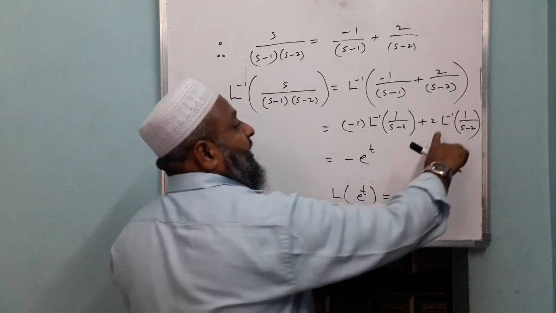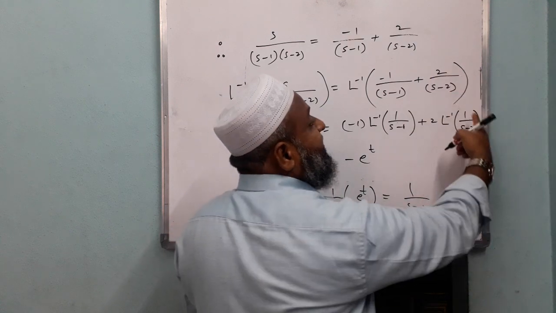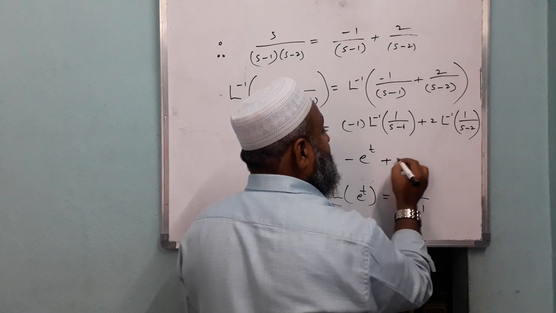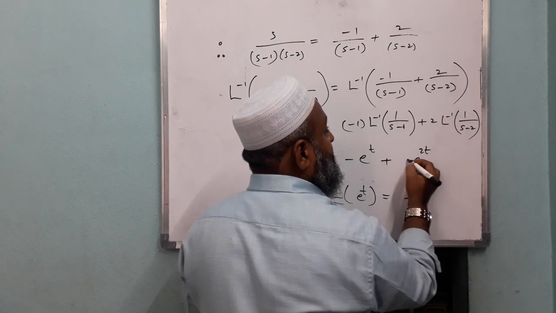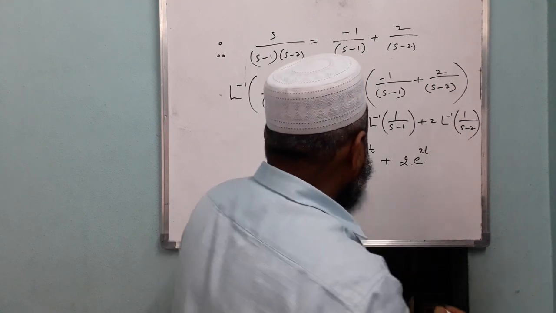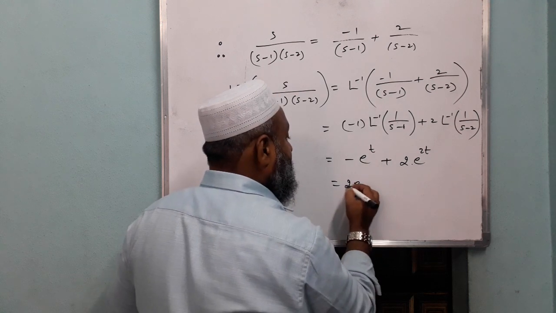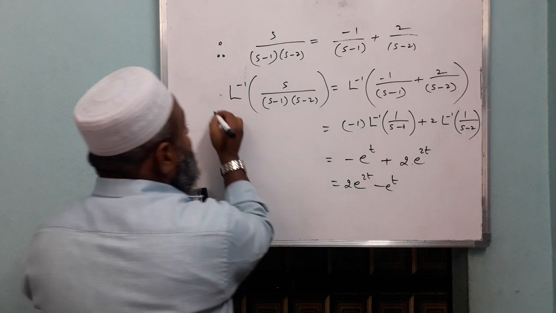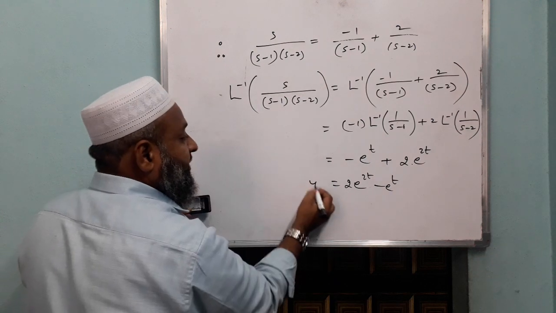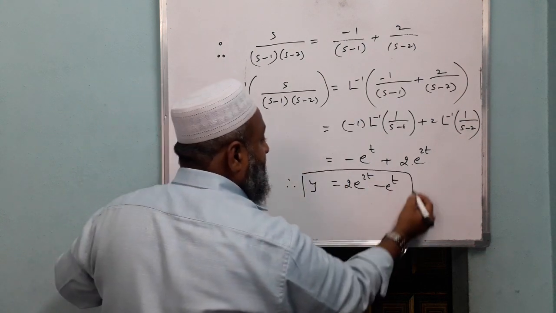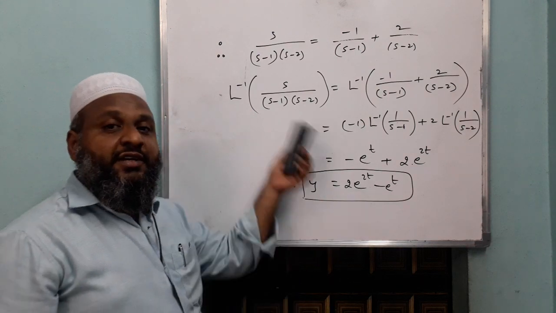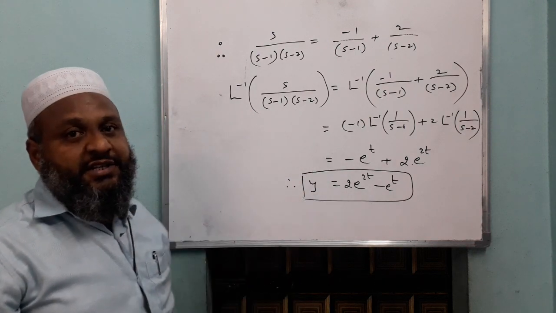Similarly, L of e power 2t is 1 by (s minus 2). So L inverse of 1 by (s minus 2) is e to the power of 2t. That constant 2 is there as it is. So that is nothing but 2 e to the power of 2t minus e power t, and the left hand side is this, which is nothing but equal to y. So we got that y value, which is the solution for the given differential equation along with that initial condition.